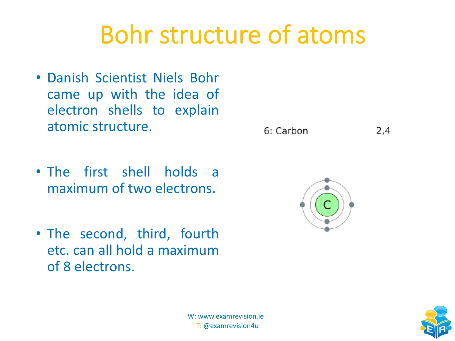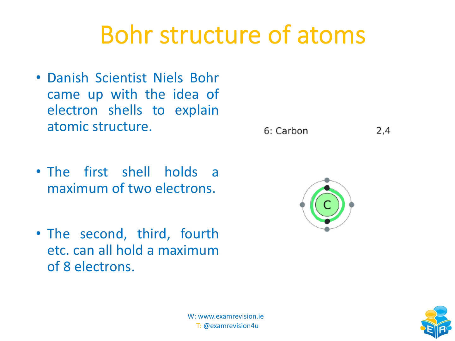Okay, so the Bohr structure of atoms then is the next thing we're going to look at, and then we're going to combine the knowledge from both to start to produce these structures. So Danish scientist Niels Bohr came up with the idea of electron shells to explain atomic structure. So those were the ones that the electrons existed on. He proposed that the first shell holds a maximum of 2 electrons, and we can see that here. That's the first shell there, and we can see that there was actually 2 electrons on that first shell. So a maximum of 2 on that first shell.